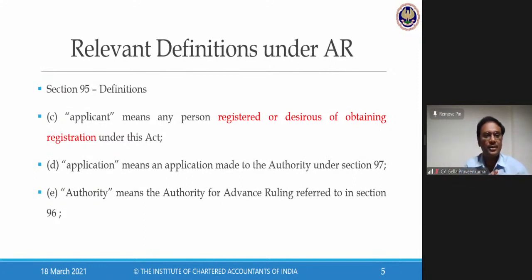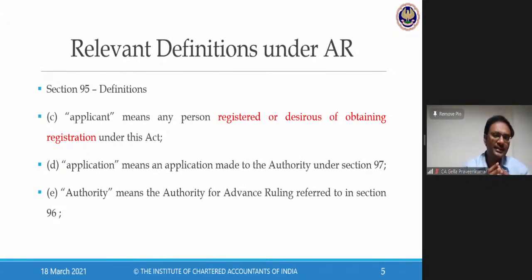Now, what are those 7 questions? Wait for a couple of minutes and I'll clarify. As of now, an application can be made by a registered person or by a person who is not registered. Application means an application referred to in section 97. Authority means the authority for advance ruling referred to in section 96. The government has appointed, now, the state government represents one gentleman and Central GST represents one particular gentleman. Generally, an officer of the cadre of joint commissioner will be represented by the state and by the central government, to form an authority called the authority for advance ruling.